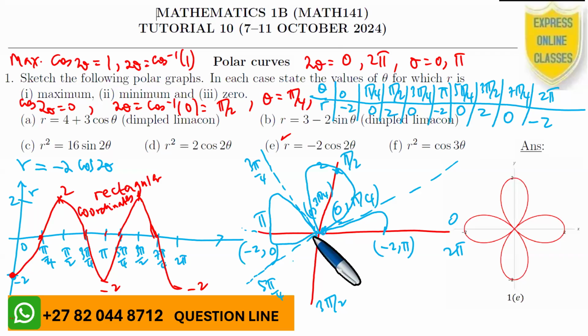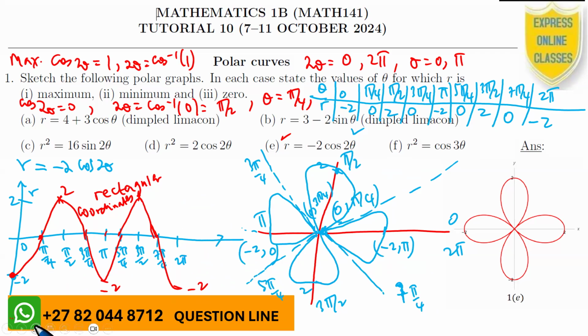To 3 pi over 2, there's an increase in the magnitude. It becomes 2, then there's a sudden decrease in the magnitude up to 7 pi over 4. And then there is a sudden increase in the magnitude. From 7 pi over 4, it is 0, but there's an increase in the magnitude to 2 pi. So that gives us this one for E.